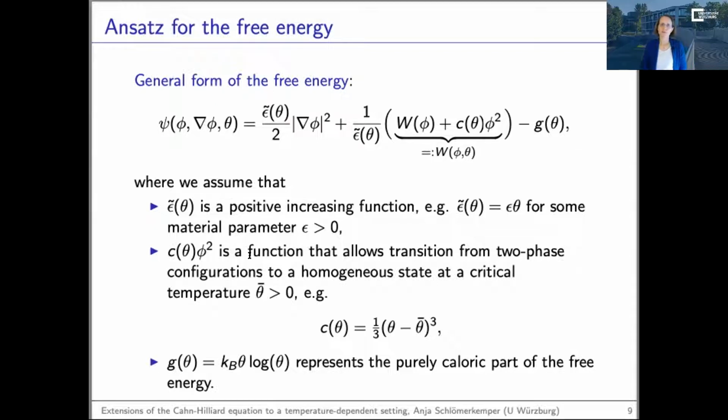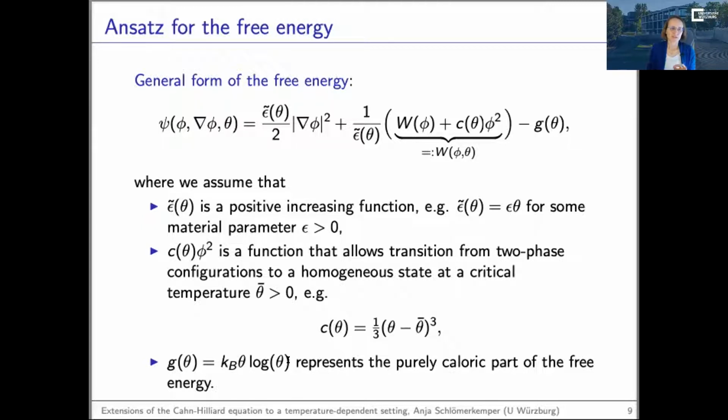Similarly, we have a specific assumption later in the analysis part for the function C of theta, which is just this polynomial, where theta bar is a critical temperature. You could think of this as the temperature where the potential has a transition from a double well structure to a single well structure. Moreover, this last part is a typical part that you might know from other work on the Cahn-Hilliard equations: the Boltzmann constant times temperature times the logarithm of the temperature, which is due to a caloric part of the free energy.